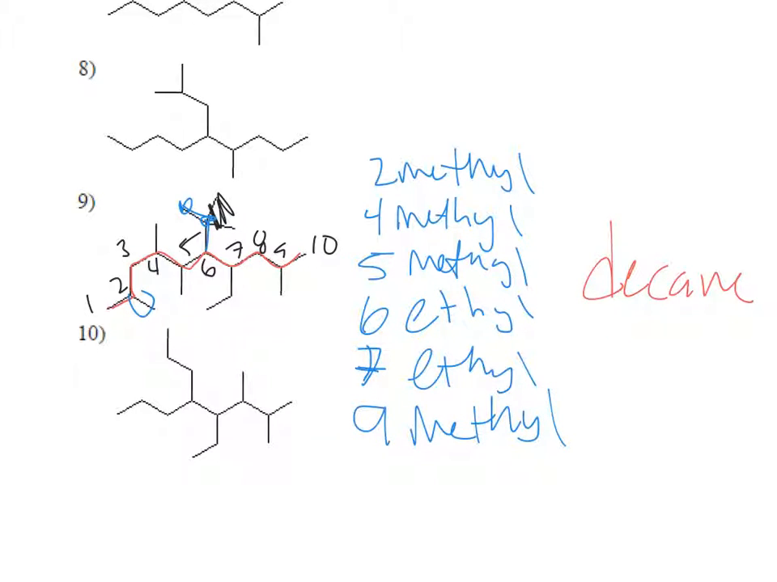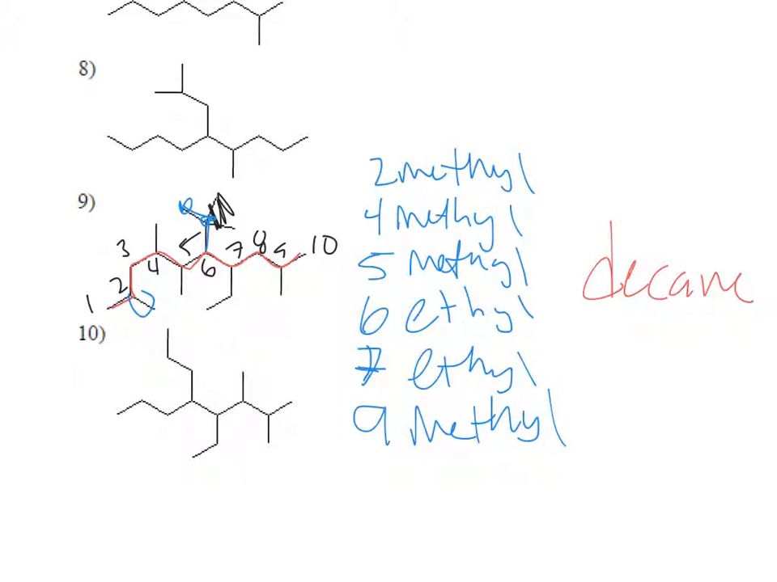You could have gone the other way, and then if you number your carbons backwards, you would have gotten 2-methyl, 4-ethyl, 5-ethyl, 6-methyl, 7-methyl, 9-methyl decane. Now, one thing to remember is that chemists are lazy, and one thing I haven't taught you yet, because I wanted you to practice naming first, is that there's a way to make this even easier.